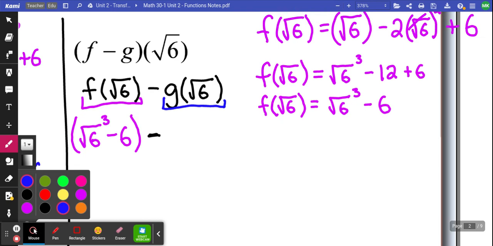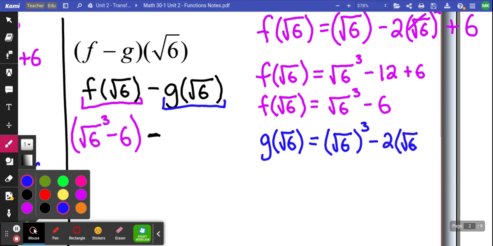Then I want to figure out what g of root 6 would be. So do the same process. g of root 6 would be root 6 cubed minus 2 times root 6 plus 6. I believe I have those numbers right. Yeah, it was x cubed minus 2x plus 6.